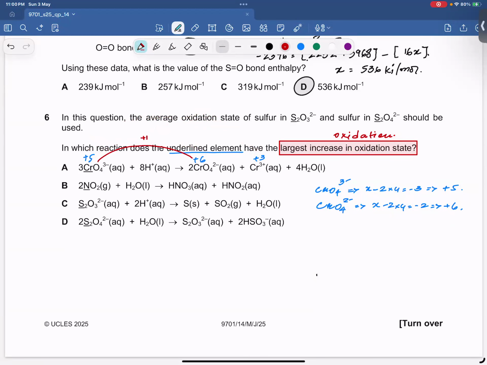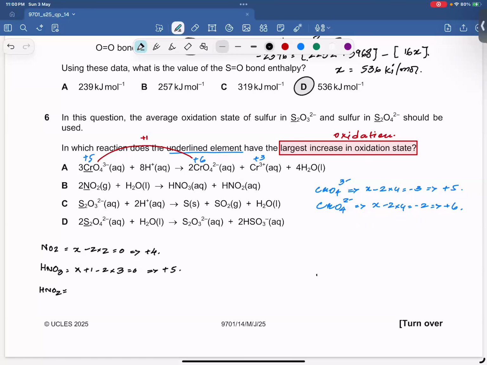On the other hand, let's talk about B. NO2, nitrogen is X, oxygen is -2 into 2, because we have 2 oxygen, the molecule is neutral, equals 0, then X equals +4. In HNO3, nitrogen is X, hydrogen is +1, oxygen is -2 into 3, because we have 3 oxygen atoms, equals 0, then the oxidation state is basically +5.